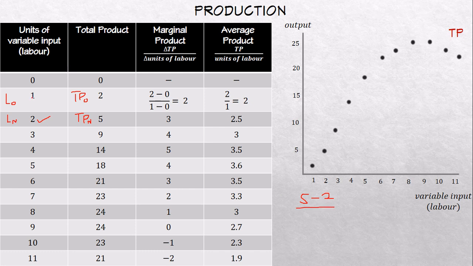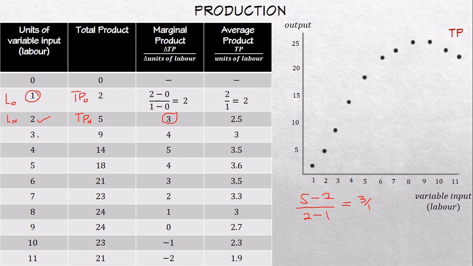So we have moved from 1 to 2. So the new labor is 2, and the old labor is 1. So minus 1, which is this. Right? This is the old labor. So now when I do this, I'm going to get 3 over 1. So I get 3 over 1, which is equal to 3. That is how come you see 3 over here.